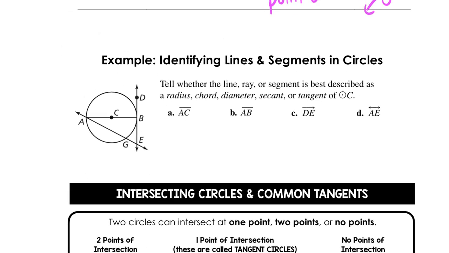So it says, tell whether the line, ray, or segment is best described as a radius, chord, diameter, secant, or tangent of circle C. That's how you read this out loud, circle C. So AC. I'm actually going to give you guys a minute. Why don't you just try this real quick? Hopefully you can answer those questions without looking at the first page, but if you need to look at the first page of your notes, it's there for you to use as a reference. So go ahead and try those. Just identify which word it is.